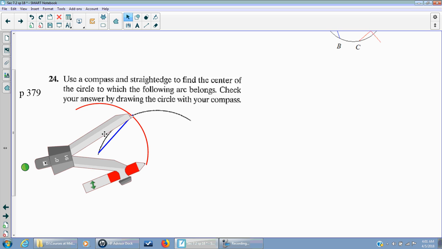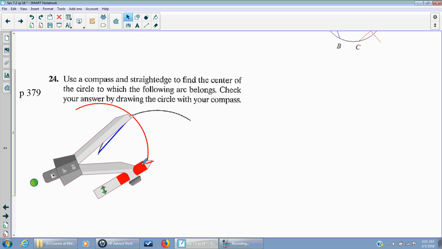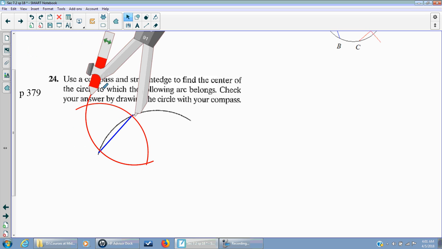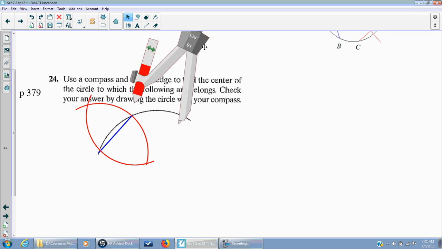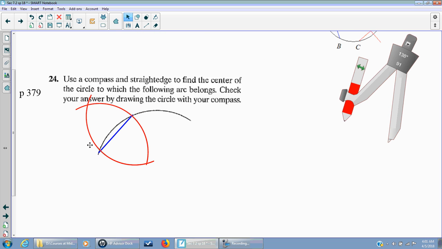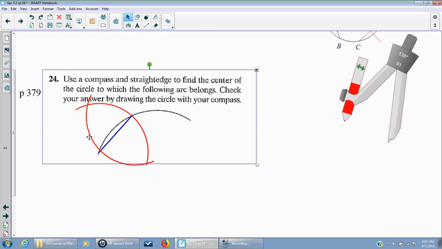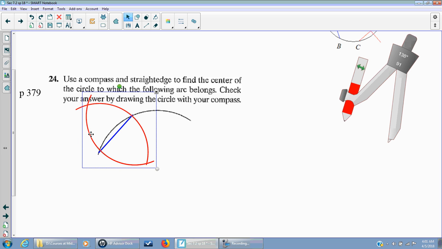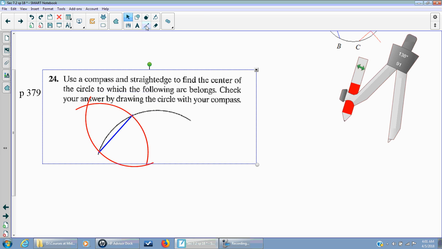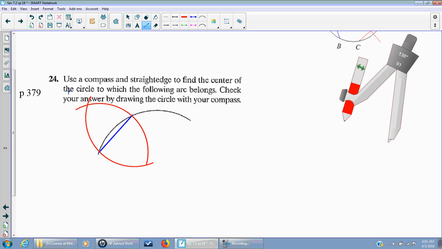Put this on here. Okay, so set your compass so that, I didn't quite get it here. I'm going to see if I can move this a little bit to where it actually is. And the perpendicular bisector will be the line that goes through these two places. Now give me a second. That's pretty much the perpendicular bisector of that chord.